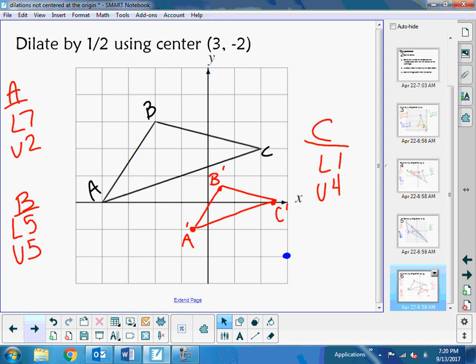Tomorrow we're going to look at putting compositions together, meaning multiple dilations together, and all the other transformations as well. Hopefully then we will review Monday, task Tuesday. That is our plan at this point.